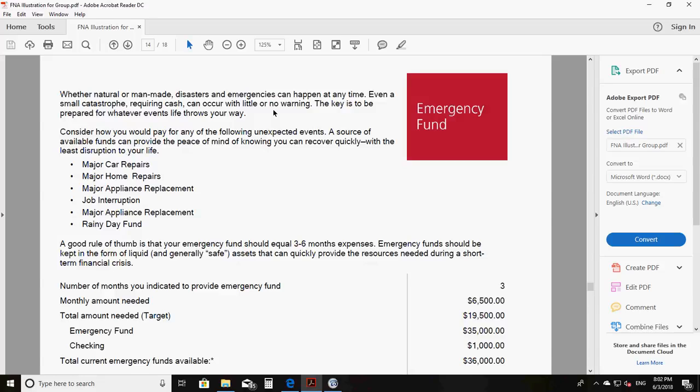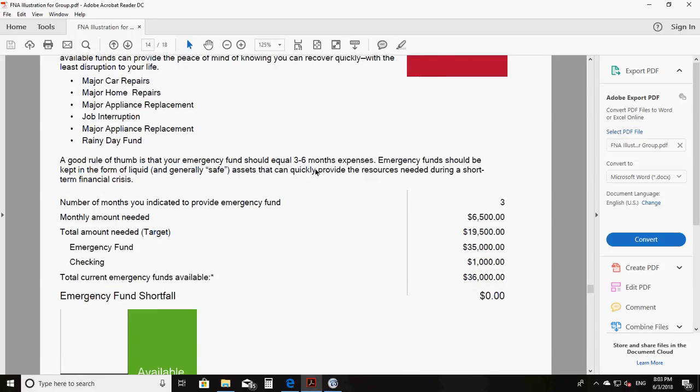That's basically the summary of this page. Consider how you would pay for any of the following unexpected events: major car repairs, home repairs, appliance replacement, job interruption, etc. A good rule of thumb is 3 to 6 months.